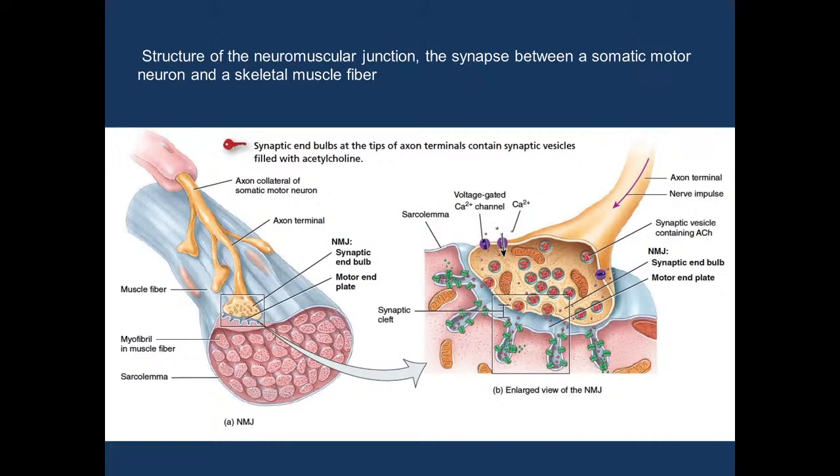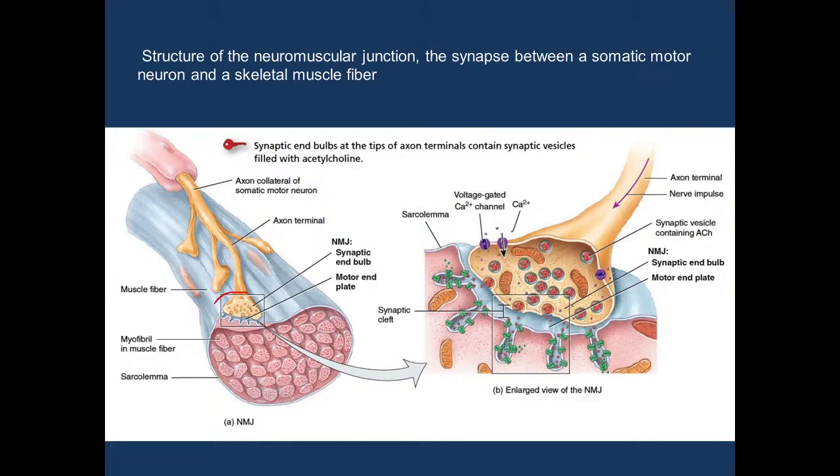Muscle fibers contract in response to one or more action potentials propagating along the sarcolemma and through its system of T-tubules. These are the tubules we call T-tubules here. And muscle action potentials arise at the neuromuscular junction, called synapse also. This is the second name. Synapse means neuromuscular junction, and it is located between a somatic motor neuron and a skeletal muscle fiber.